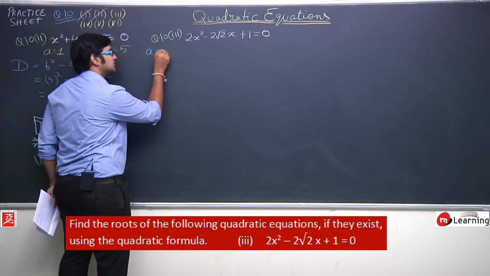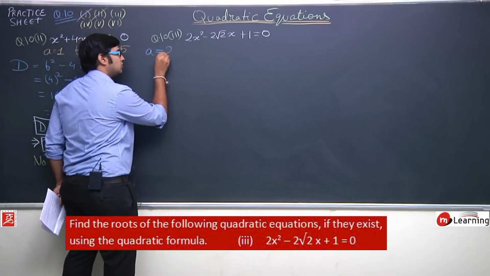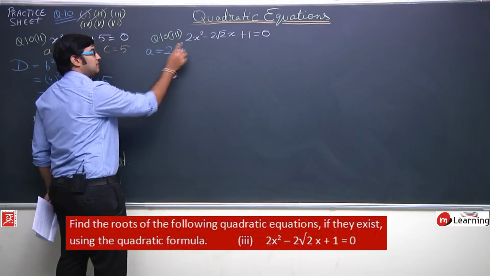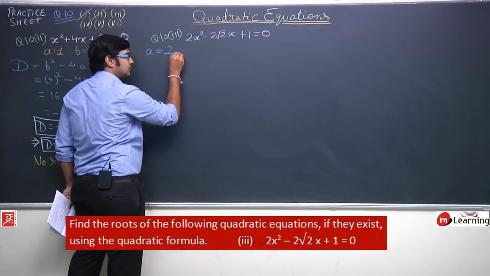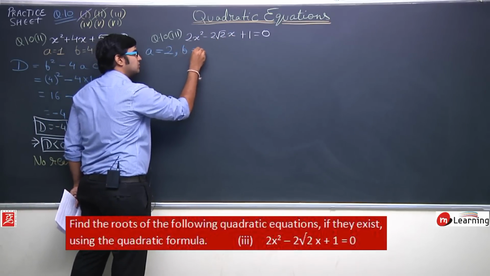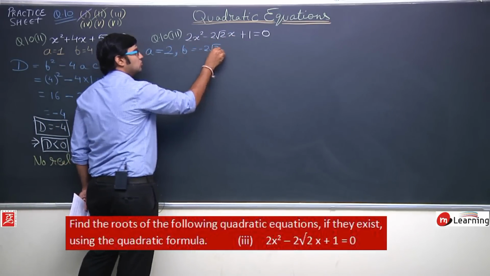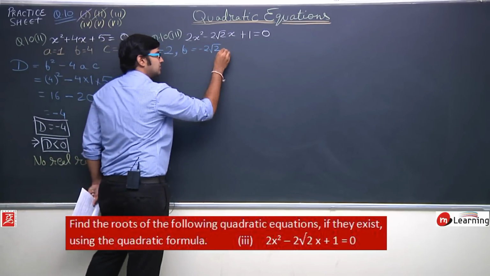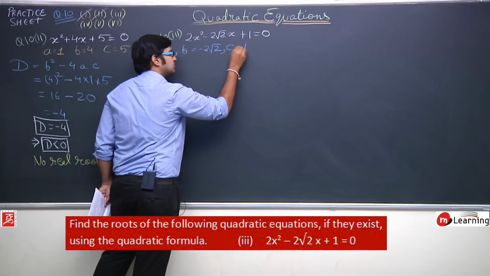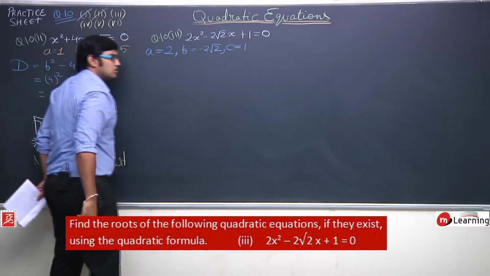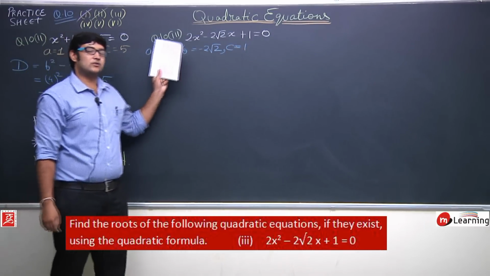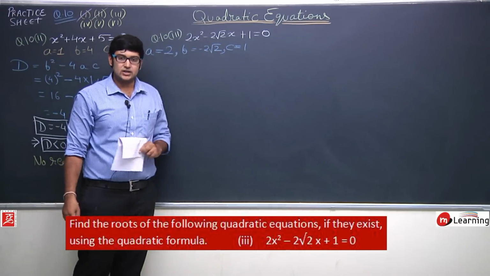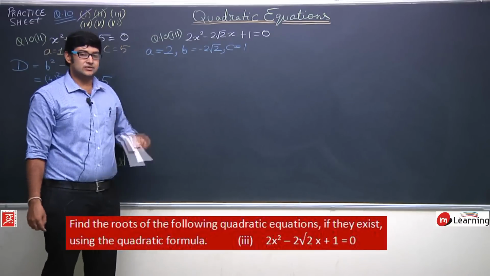The value of a will be 2. Okay, value of a means coefficient of x square. What is the coefficient of x? Coefficient of x is b is equals to minus 2 root 2. And what is the constant term? Constant term is c is equals to 1. So we have got all the three values: coefficient of x square, coefficient of x, and constant term.